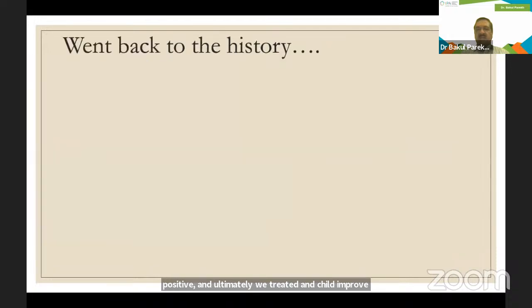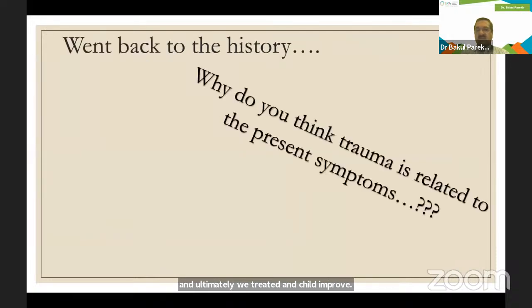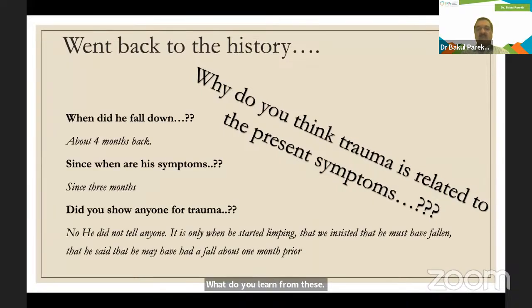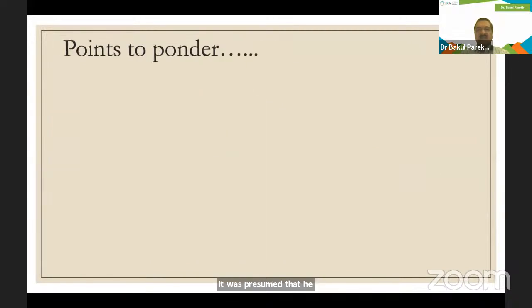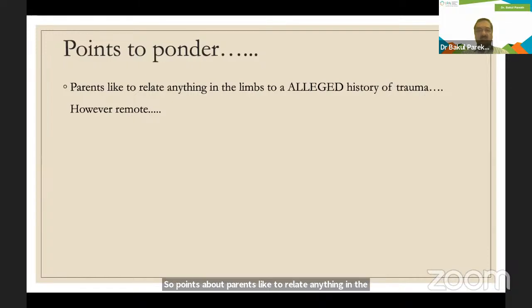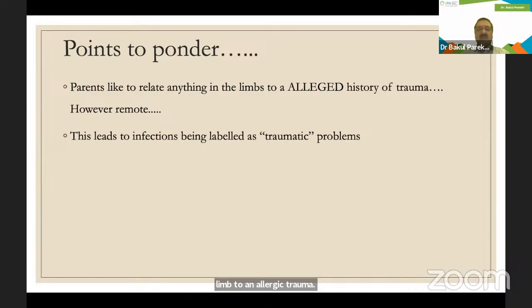So again, what do you learn from this? Why do you think trauma is related to the presenting symptom? Because it was presumed, parents felt that he has started limping suddenly, so he must have got some injury. So parents like to relate anything in the limb to an alleged history of trauma, however remote, and this leads to infection being called as traumatic problems.